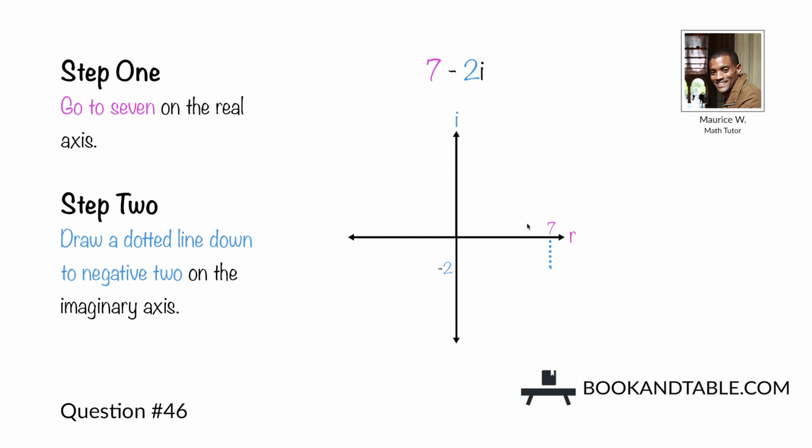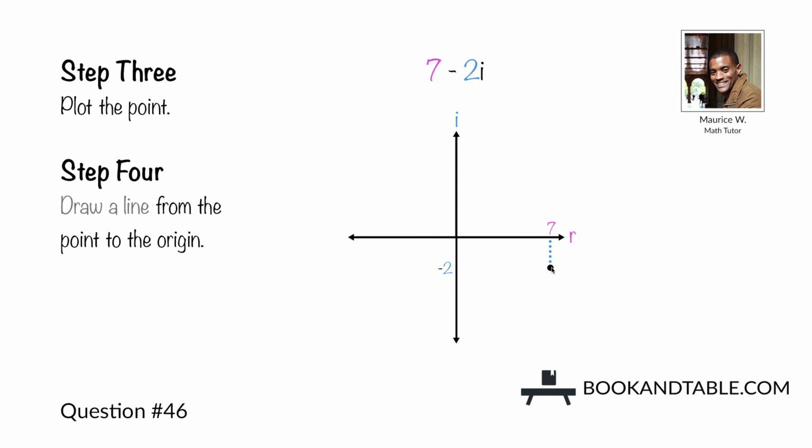Step 1, go to 7 on the real axis. Step 2, draw a dotted line down to negative 2 on the imaginary axis and then plot the point. This represents 7 minus 2i. From the point, we want to draw a line to the origin, and the angle on the inside of this right triangle is our theta, or our argument.